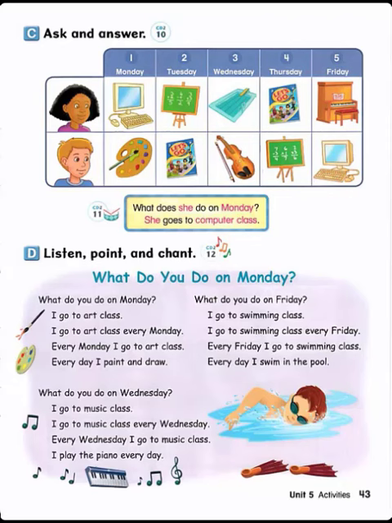Number 4. Thursday. What does she do on Thursday? She goes to English class. What does he do on Thursday? He goes to math class.